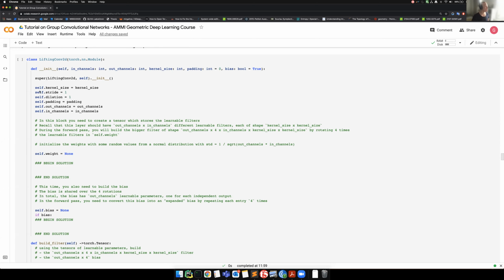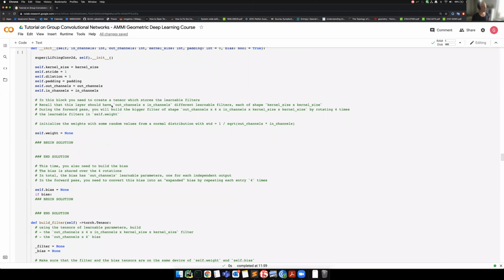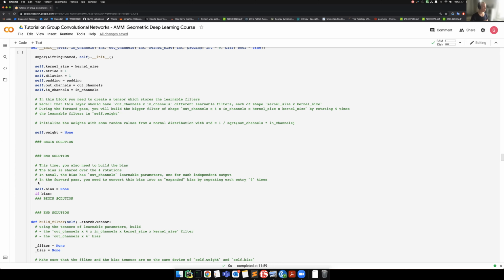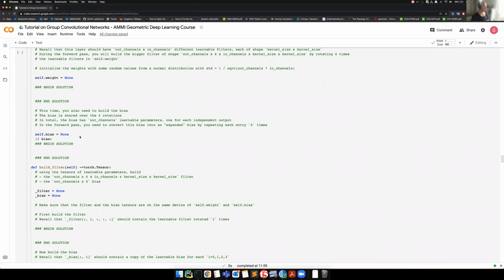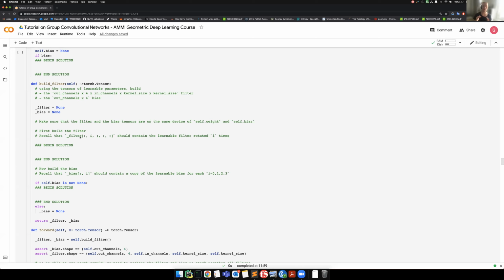So in the initialization layer, you're gonna store the weights, right? And that is pretty similar to a normal convolution. You're gonna have output channels, input channels, kernel size times kernel size. That's what you're gonna do. But then when you implement your build filter like before, you need to build 4 copies of your filter in 4 different rotations. We're gonna do this by putting your filter in a larger tensor.